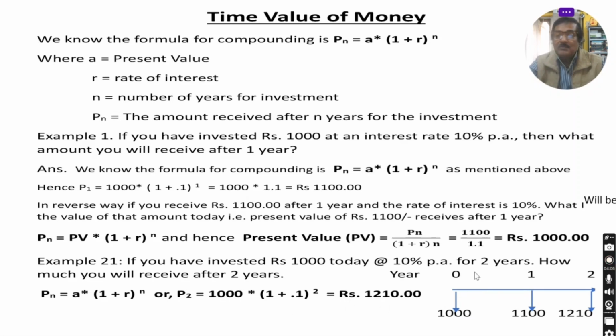Through a timeline it is shown here. That means you are investing rupees 1000 today at this 0 time. After 1 year you will receive 1100, and after 2 years you will receive 1210 if the rate of interest is 10%. Conversely, in the reverse way, you can say if you receive 1210 after 2 years, the present value will be rupees 1000. And if you receive 1100 after 1 year, it's equivalent to the amount at present, which is 1000.